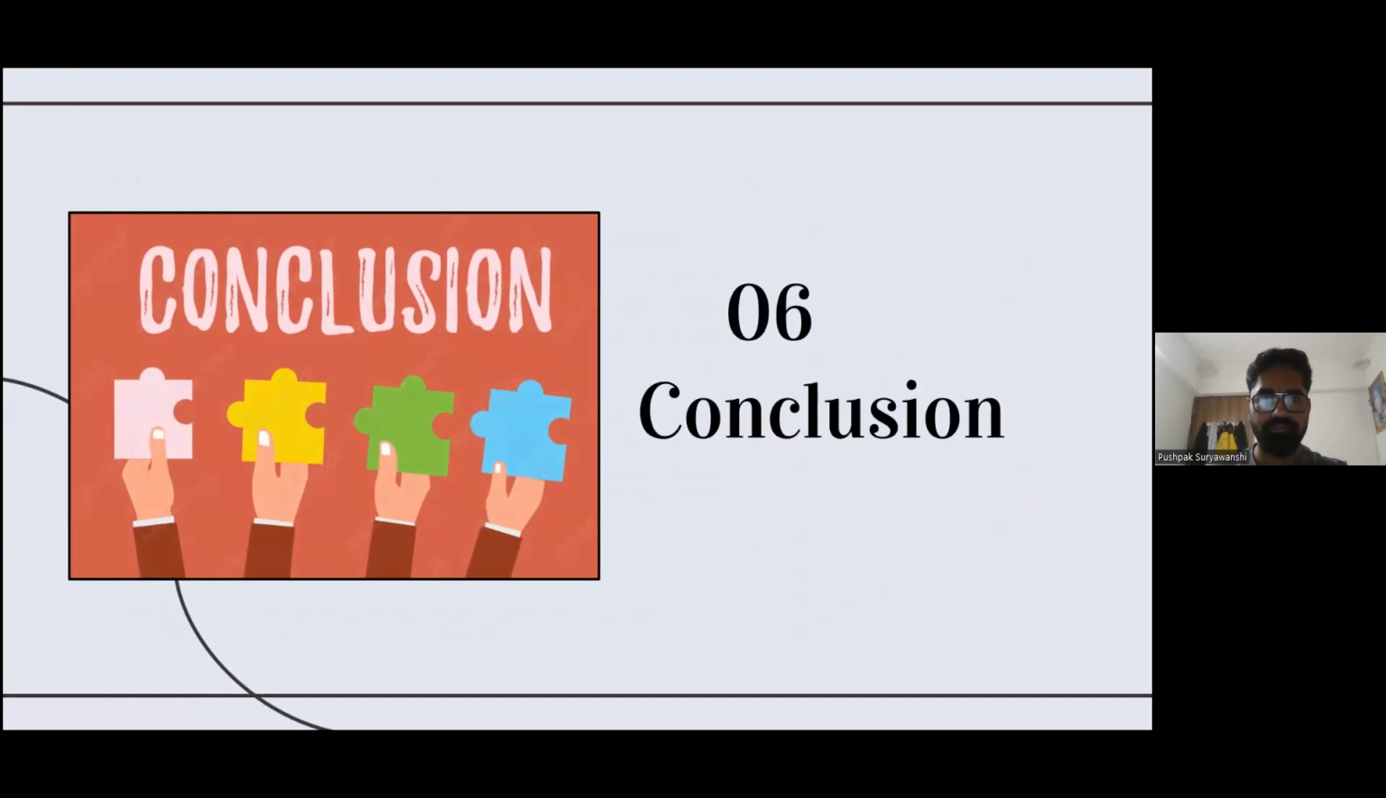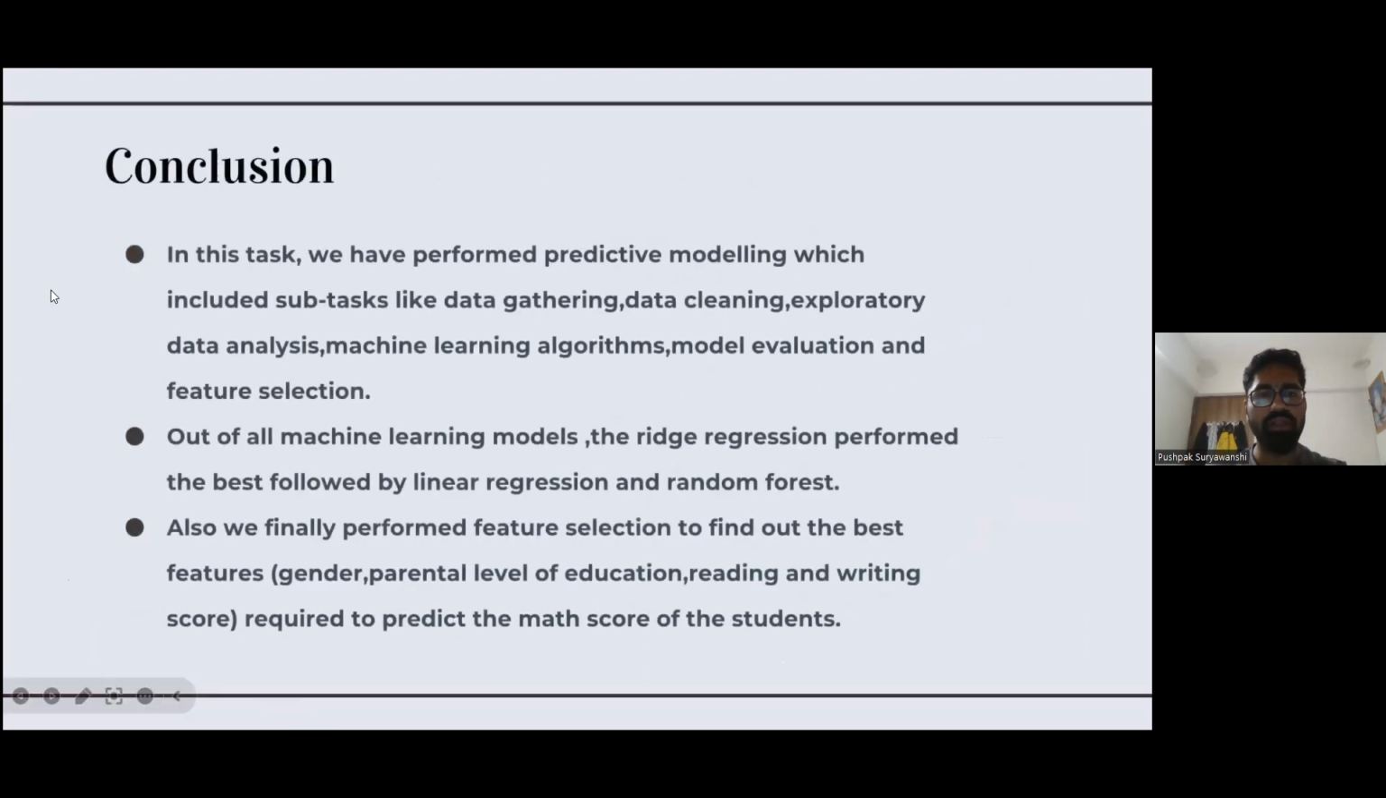Finally, the conclusion. So in this task, we have performed predictive modeling, which included subtasks like data gathering, data cleaning, EDA, building machine learning algorithms, model evaluation, and feature selection. From all the machine learning algorithm models, ridge regression performed best, followed by linear regression and random forest. We have already seen this in code. Also, we have finally performed feature selection to find out the best features, such as gender, parental level of education, reading and writing score required to predict the math score of the students.